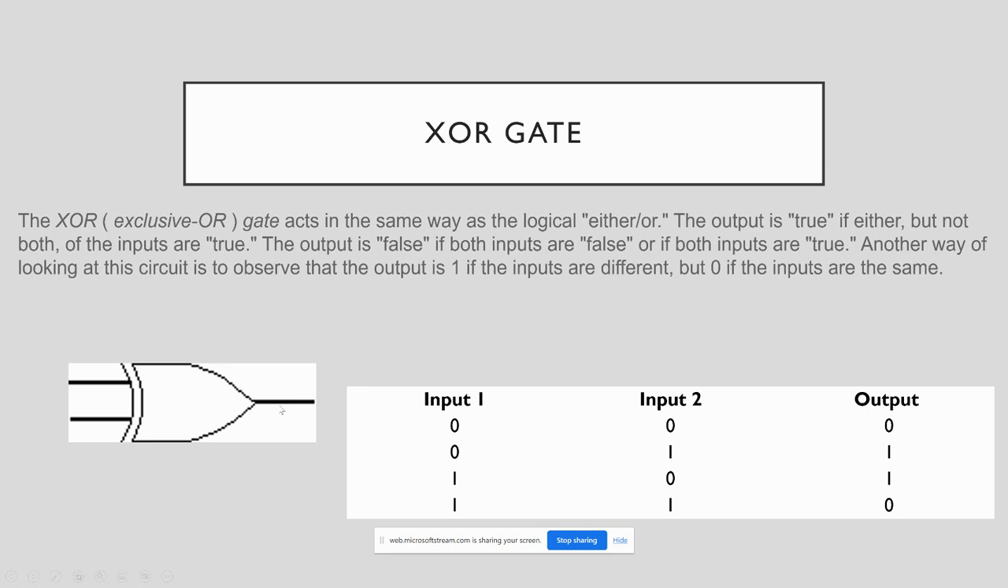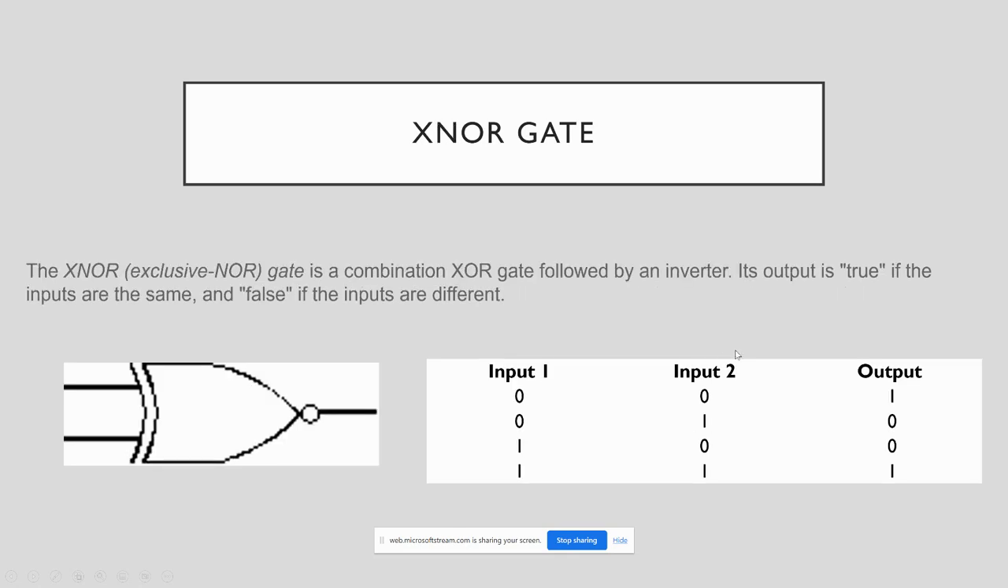Now we have XNOR. As you can imagine, it's exactly like this with a circle, an inverter, added. And this is XNOR, or exclusive negative OR.